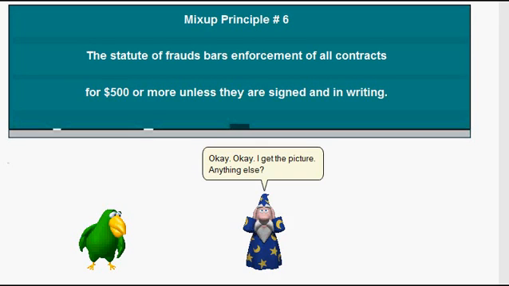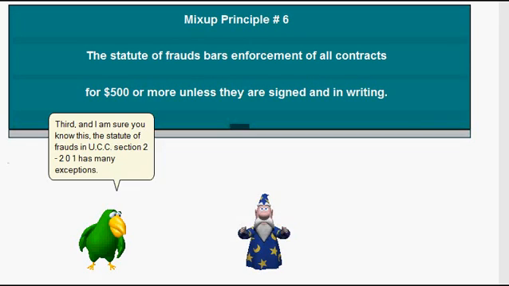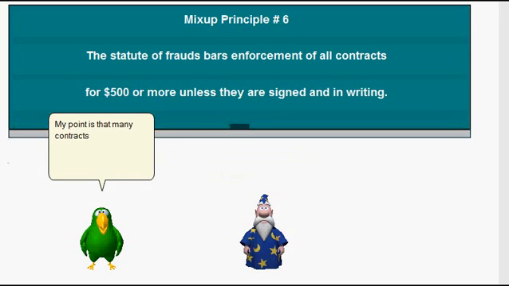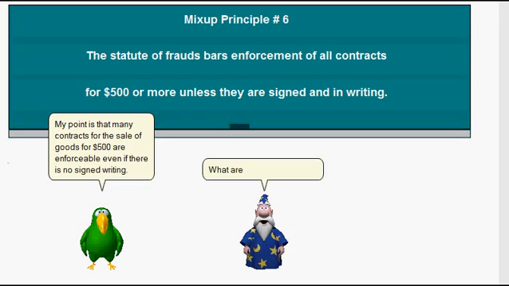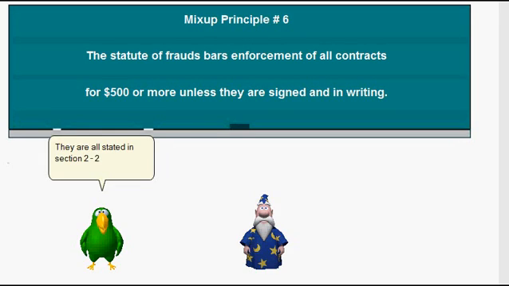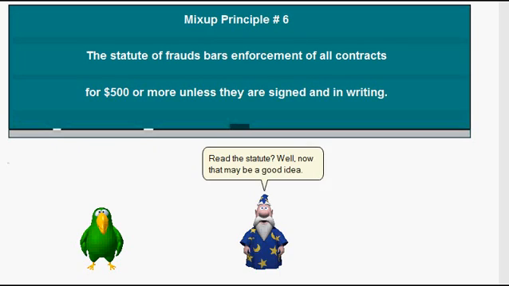Anything else? Third, and I am sure you know this, the statute of frauds in UCC Section 2-201 has many exceptions. So what's your point? My point is that many contracts for the sale of goods for $500 are enforceable even if there is no signed writing. What are those exceptions? They are all stated in Section 2-201. Just read the statute. Read the statute? Well, now that may be a good idea.